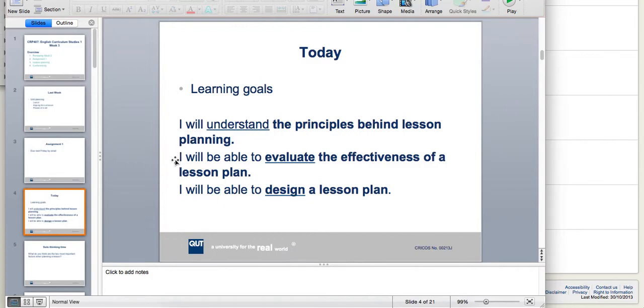Secondly, evaluate the effectiveness of a lesson plan. I want you to be able to look at a lesson plan and pick holes in it if necessary, and to identify the strengths of a lesson plan.